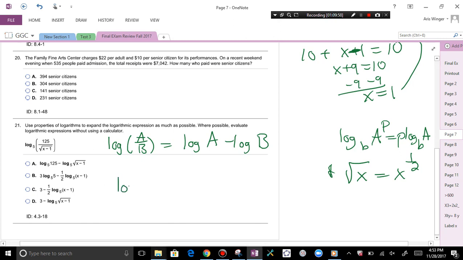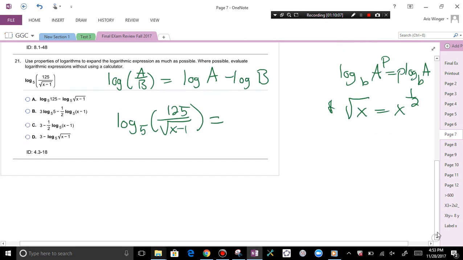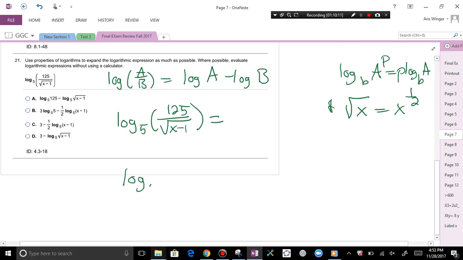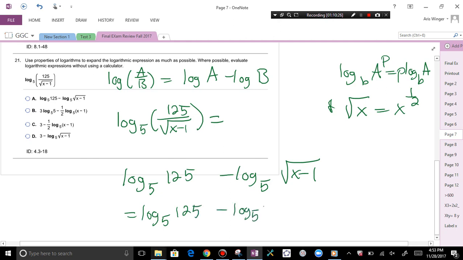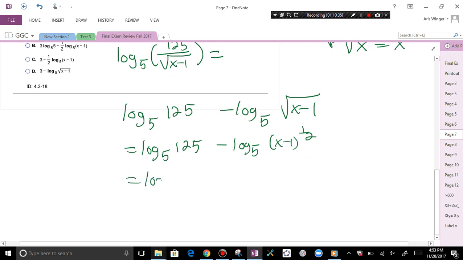So that if I wanted to break apart this, then I would notice that I am dividing. And so this means that I should be subtracting. So division turns into subtraction. And then this square root sign is just a power. And then I can pull this power in front.